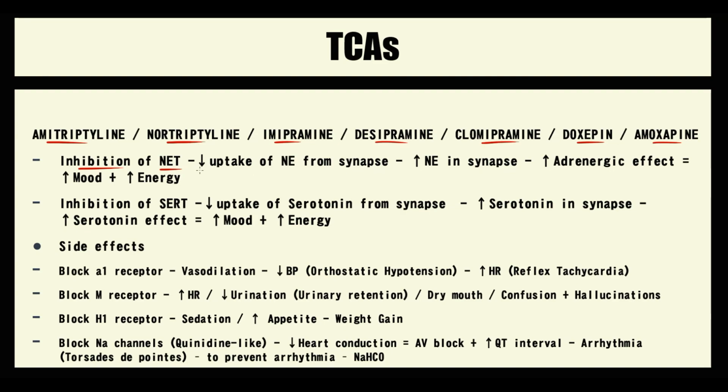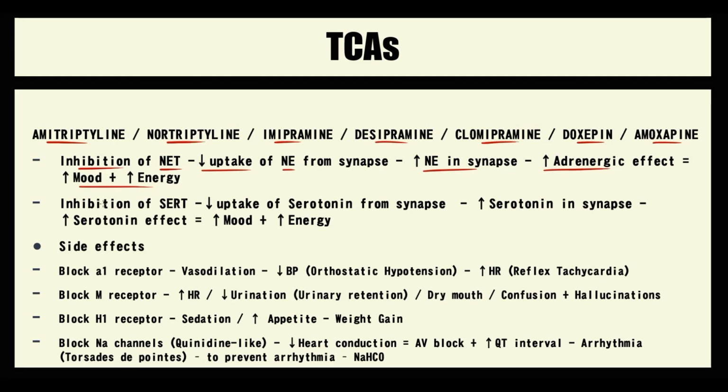So, tricyclic antidepressants inhibit the function of norepinephrine transporter. This causes decrease in reuptake of norepinephrine from the synapse, thereby the amount of norepinephrine molecules in the synapse increases. And the higher the amount of norepinephrine molecules in the synapse, the higher the adrenergic effect, and thereby the better becomes the mood and the more energy increase.